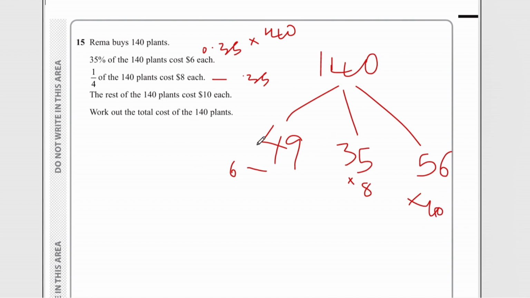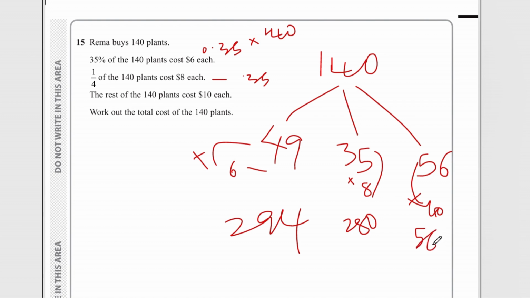So how much is the total cost? You get your 49 times 6, which is 294, and 35 times 8, which is 280 right here. Then of course 56 times 10 is 560. So when you add up everything together, 294 plus 280 plus 560, that will give you 1,134 pounds. 1134, which is the final answer there.